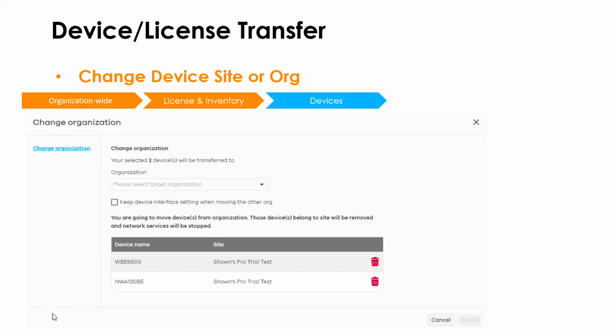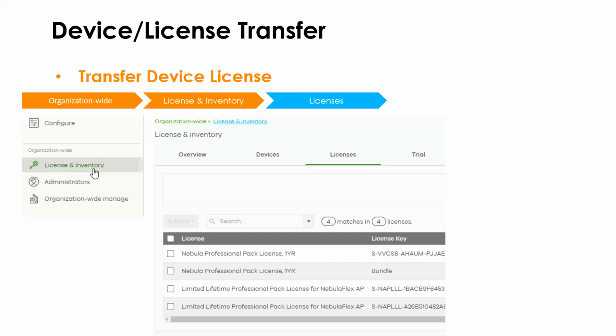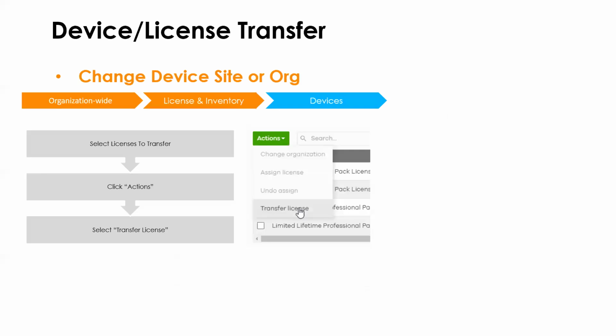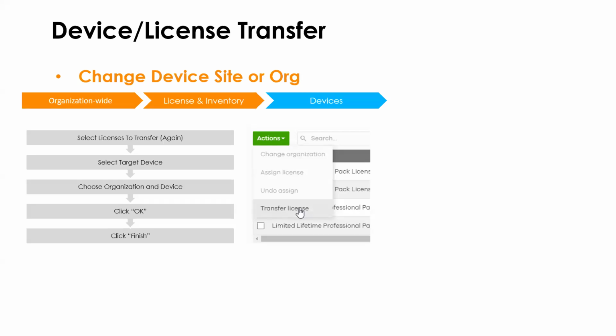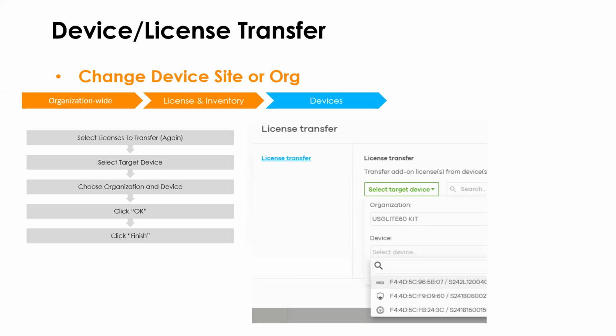And so in this case, we're changing it to a new organization. So it will pop up this screen here, where you get a drop down allowing you to select which organization you want it to go to. And you can also choose whether or not to keep the device's interface settings the same or automatically adopt what's already in that new organization. And it's the same thing when it comes to licenses, only instead of the devices tab, you go to the licenses tab, and the process is basically exactly the same. Select the license you want to transfer, click the Actions button, transfer license, select where you want to transfer it to, or select the device you want to transfer it to, and you're done.